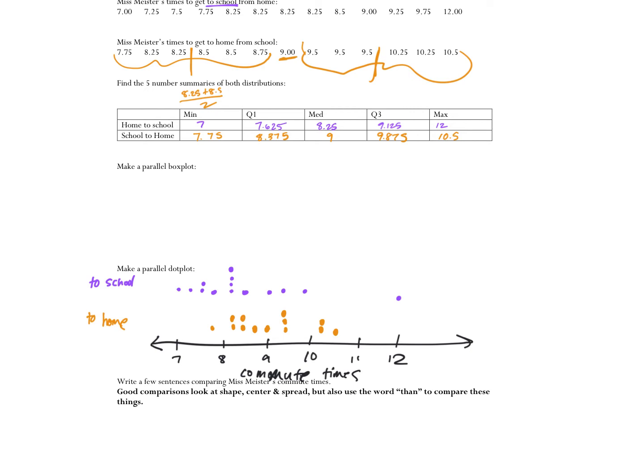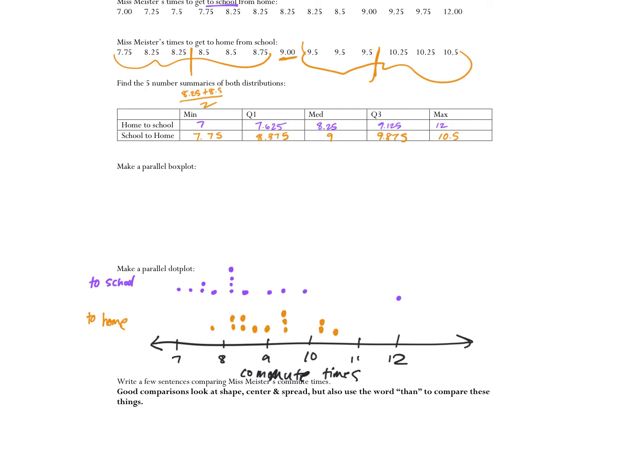All right, so what are some things we see when we... So by putting these on the same axis, it makes it a little bit easier for us to make those direct comparisons. So do these graphs support the idea that it took me longer to get home than to get to school? I think so, with the exception of that one outlier, right? Okay.